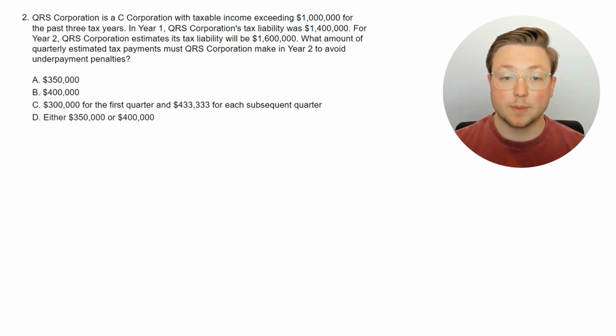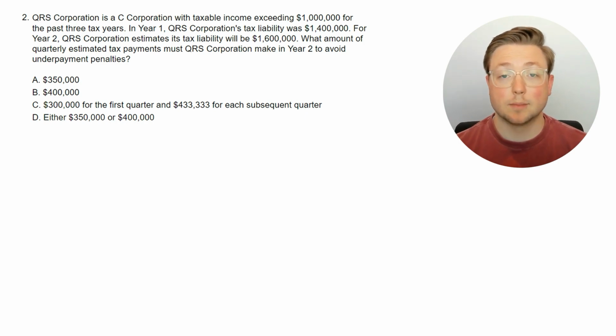What amount of quarterly estimated tax payments must QRS Corporation make in year 2 to avoid underpayment penalties? Okay, so we did just learn about this, the lesser of 100% of the tax liability for the previous year or 100% of the current year tax liability. However, there is a rule that we're going to look at in this.